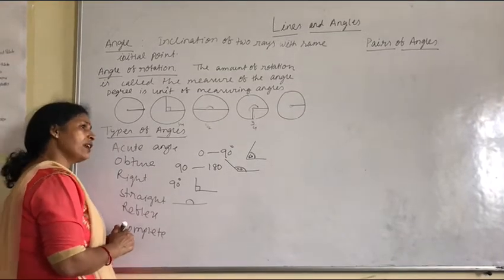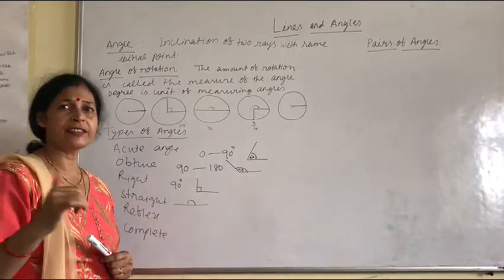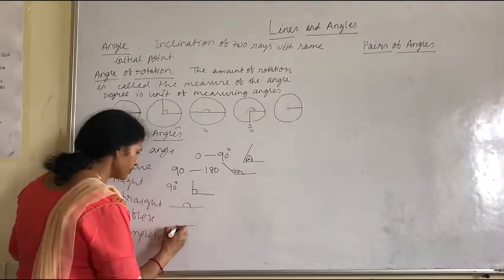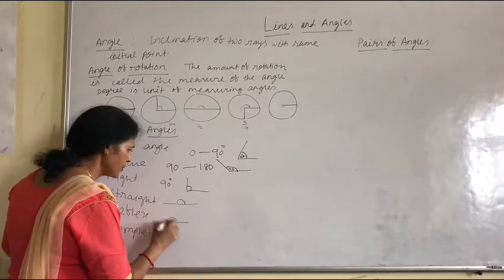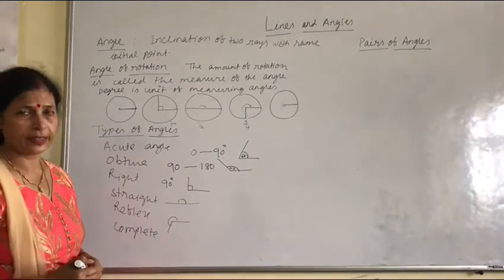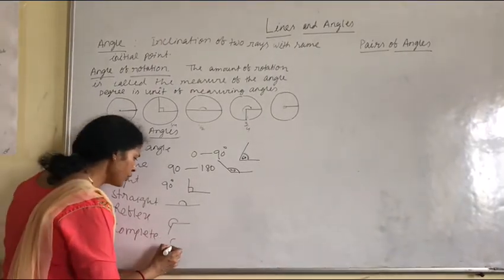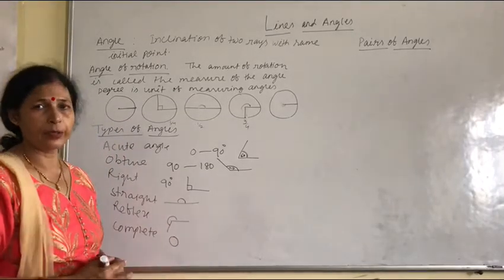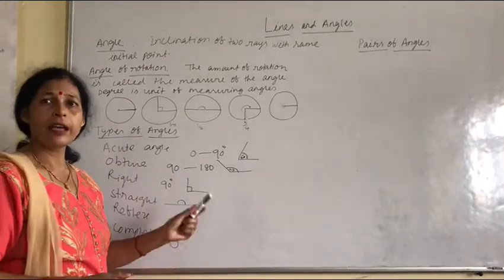Then reflex angle, more than 180 and less than 360. This is your reflex angle. Then complete angle is your 360 degree. This is your complete angle. These are the types of angles.